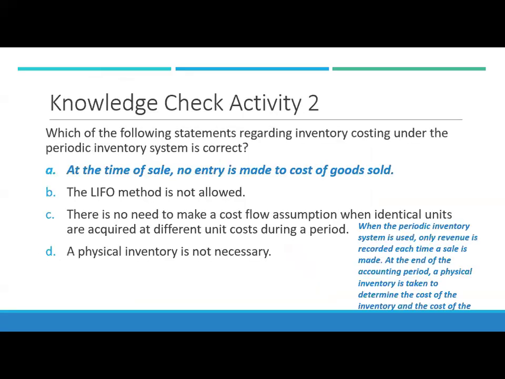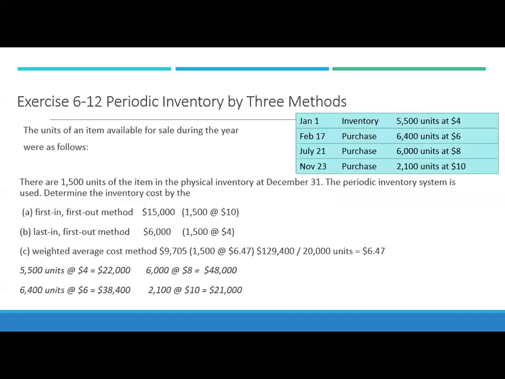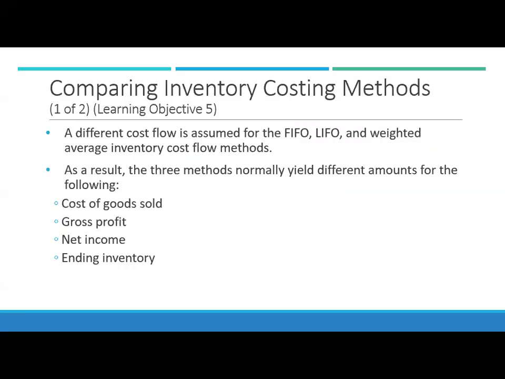And once again, under the periodic method, at the time of the sale, no entry is made to cost of goods sold. We compute it at the end based on the purchases made throughout the period and the ending inventory units available. And so we're going to take a look at the cost flow methods between FIFO, LIFO, and weighted average cost. And they yield different amounts of cost of goods sold, gross profit, net income, and ending inventory for each of them.